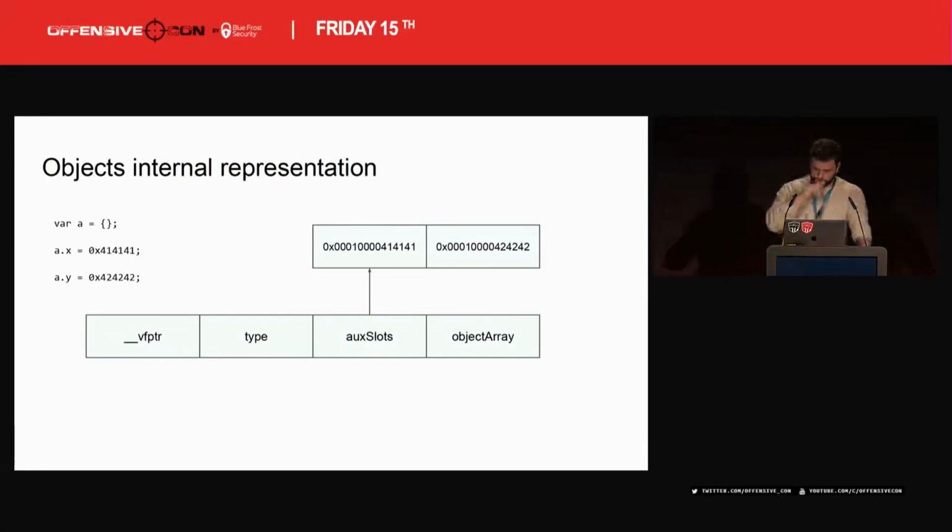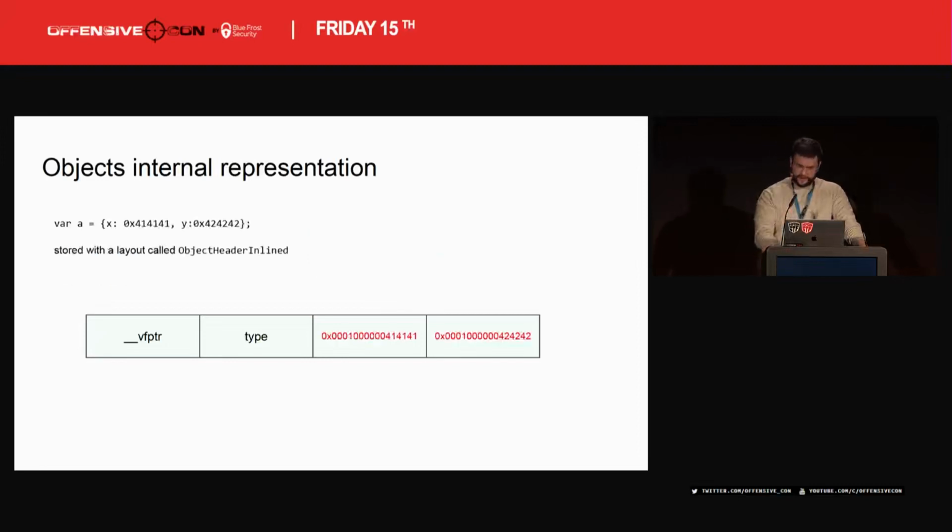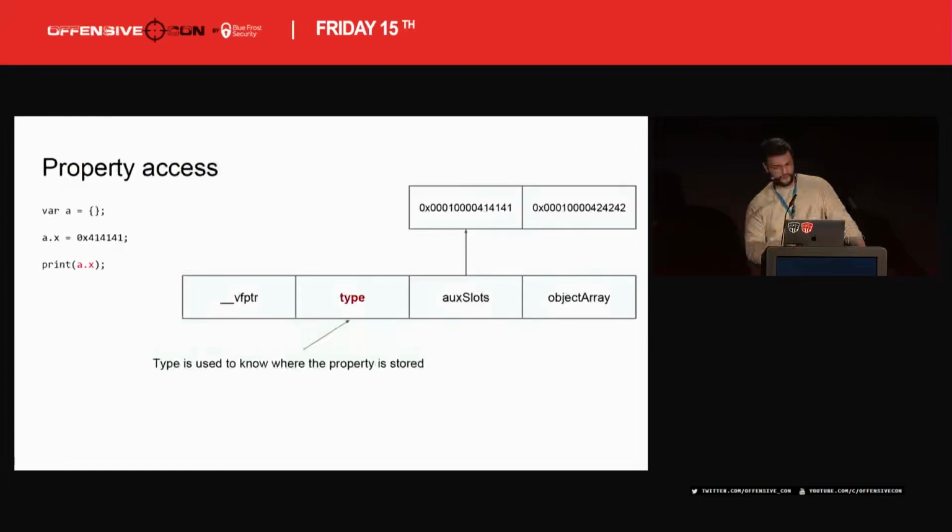If you look in memory, you will basically have the virtual table pointer, then the type that I talked about, and this slots field, which is a pointer that points to where your property values will be in memory. Here you can see that it points to 414141 and 424242. You also have another layout, for scalar objects. Internally it's called object header inline, where instead of using that extra indirection, they store the property values directly inside the object, which is also a trick you find in other engines.